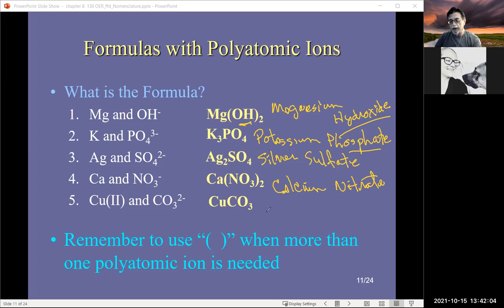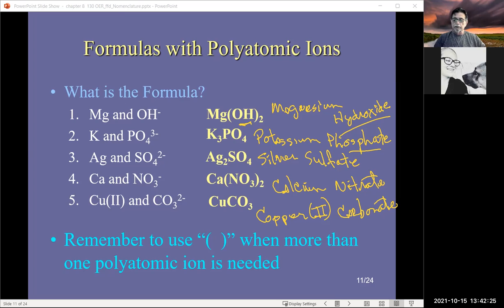And then the last one, we have to include the Roman numeral. So it's copper Roman numeral 2 carbonate. Okay. And again, I give you the name so you can go to the formula, vice versa, back and forth.